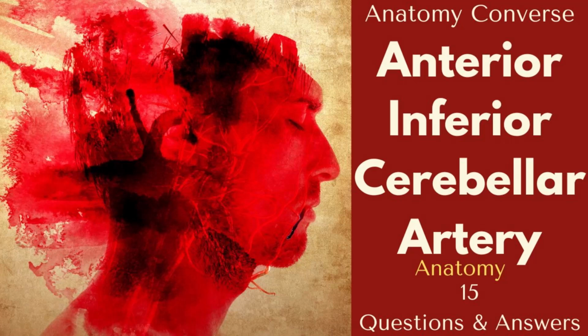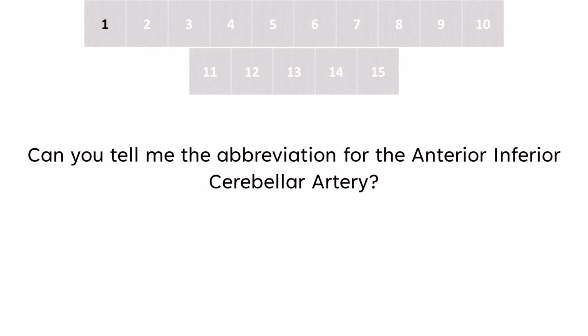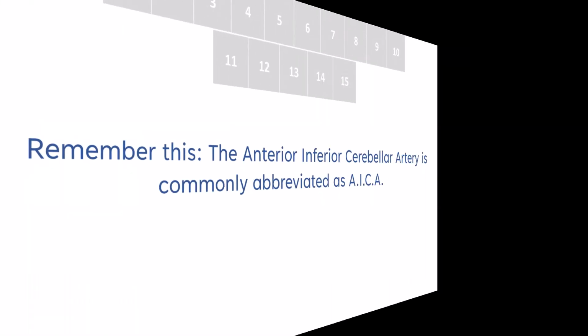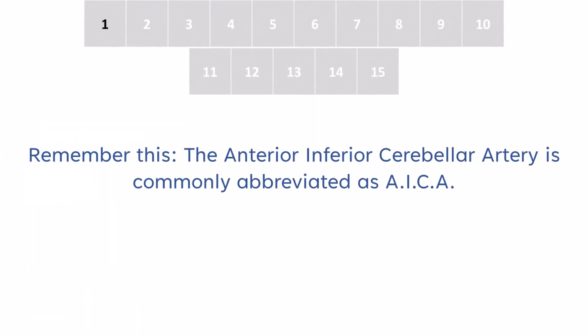Anterior Inferior Cerebellar Artery Anatomy. 15 questions and answers. Can you tell me the abbreviation for the Anterior Inferior Cerebellar Artery? Remember this. The Anterior Inferior Cerebellar Artery is commonly abbreviated as AICA.